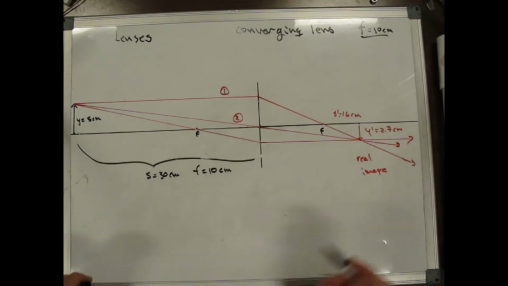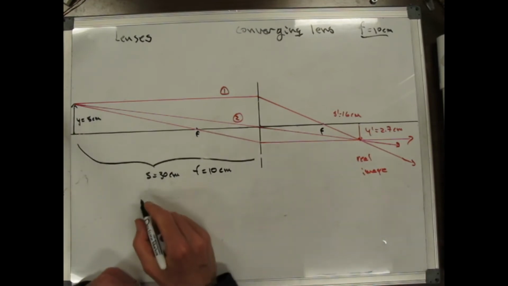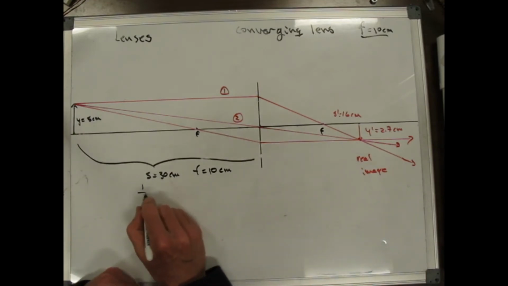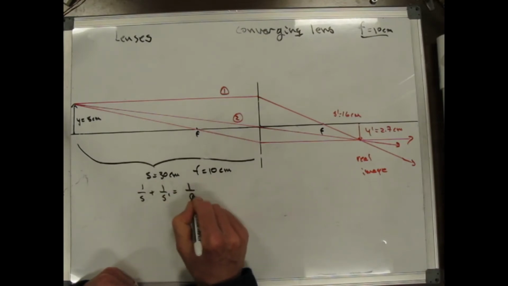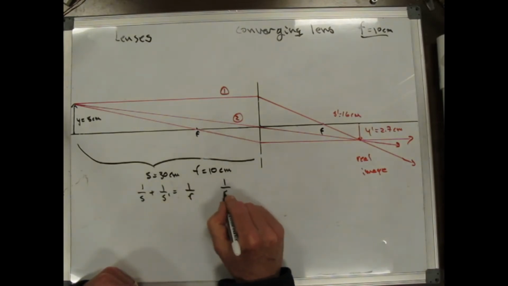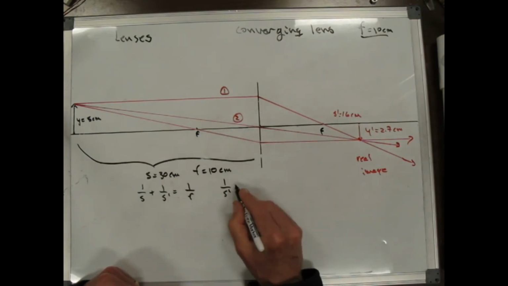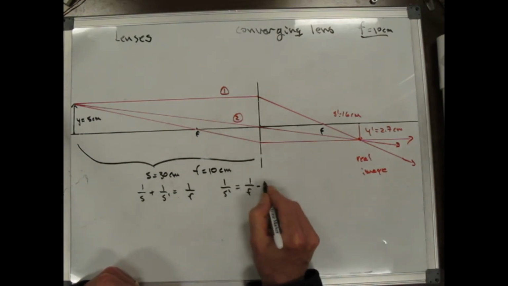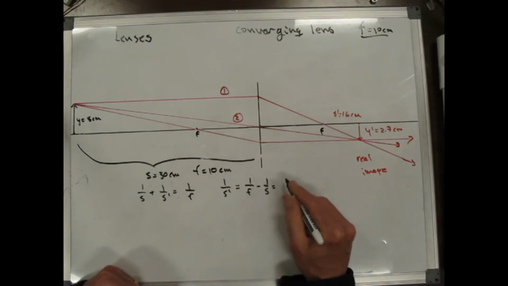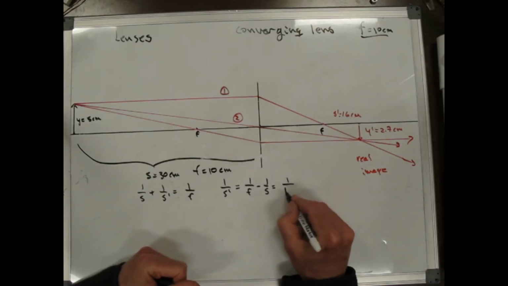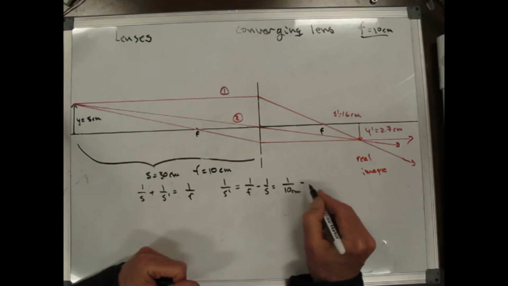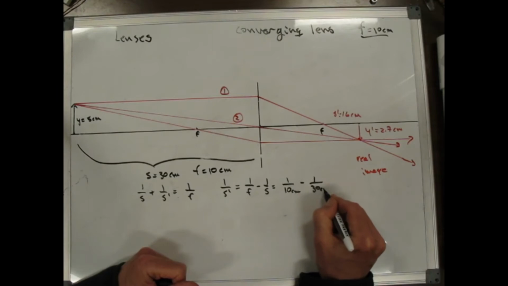So we can calculate this thing, right? Now we can do the corresponding calculation. We can say, look, 1 over S plus 1 over S prime is equal to 1 over F, or 1 over S prime, which is the thing we were looking for, is 1 over F minus 1 over S, which is equal to 1 over 10 centimeters minus 1 over 30 centimeters.